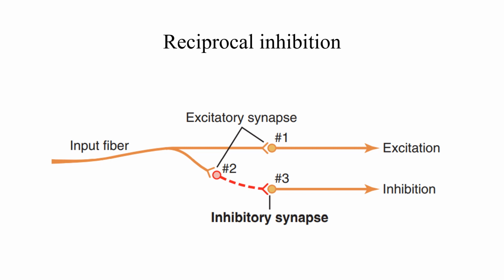This is an illustration. This is the main excitatory synapse of the stretch reflex causing excitation. And here is a branch synapsing with an inhibitory interneuron that results in inhibition. This is reciprocal inhibition.